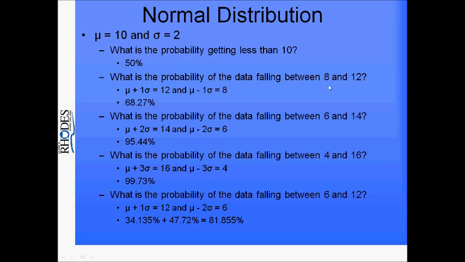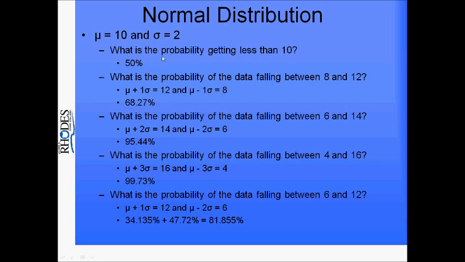What's the probability of it falling between 8 and 12? Basically what that is plus or minus 1 sigma. And the reason I know that is my mean is 10 plus 2 is 12. Well, that's plus 1 sigma. And if I subtract 1 sigma, 10 minus 2 is actually 8. So what I'm asking is, I say between 8 and 12, but on a standard normal curve, I'm asking between plus 1 sigma and minus 1 sigma. Well, it's 68%.